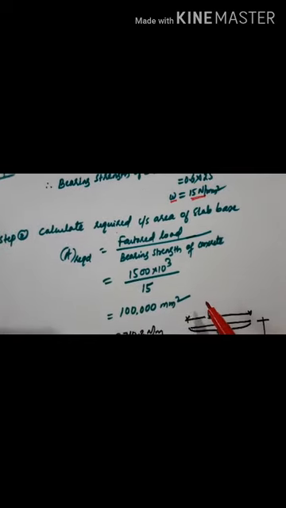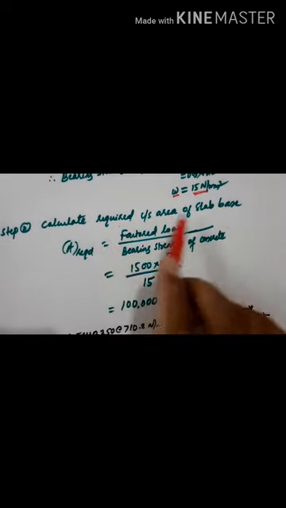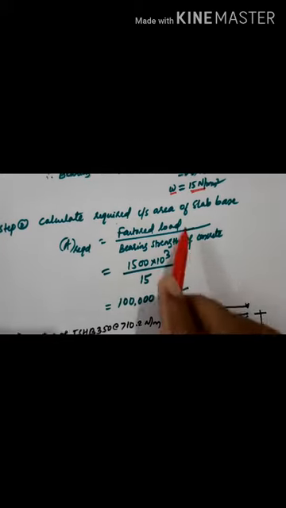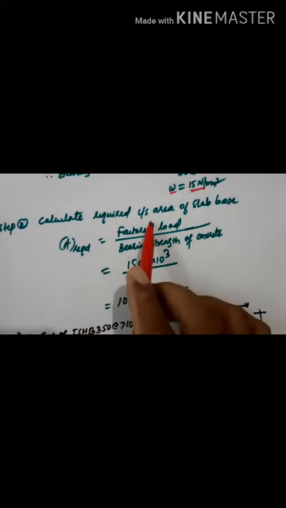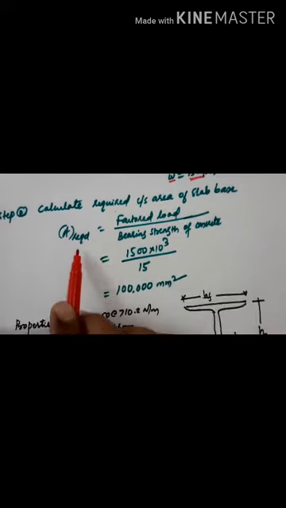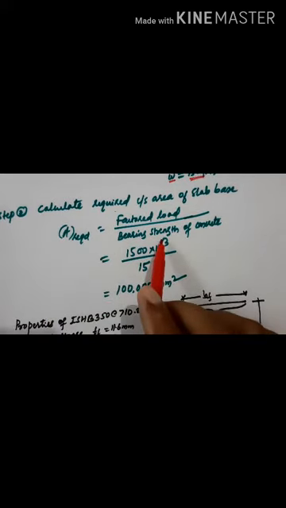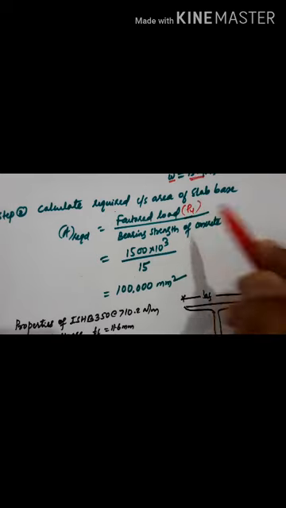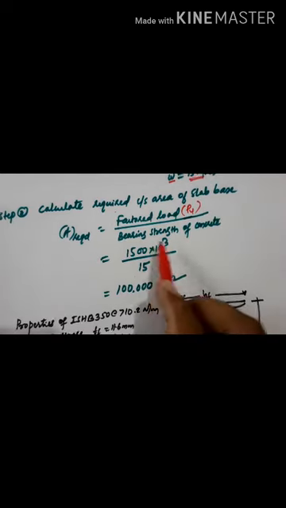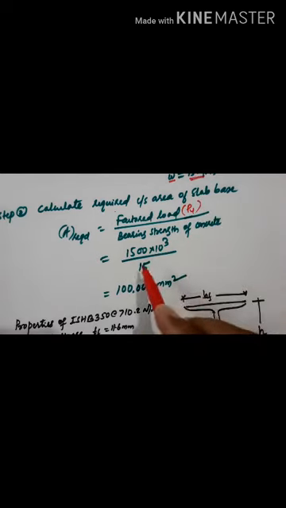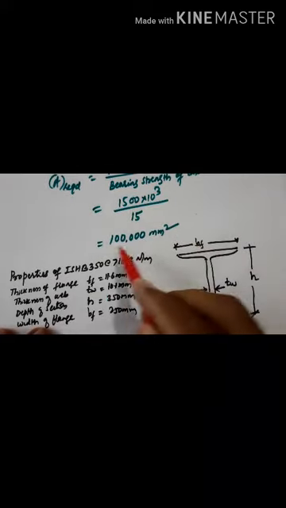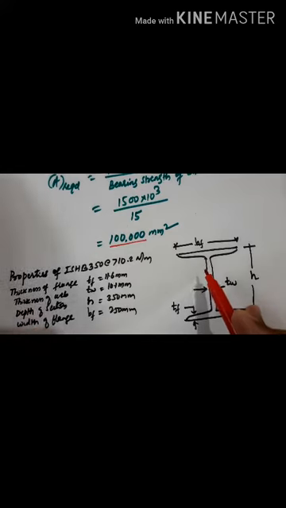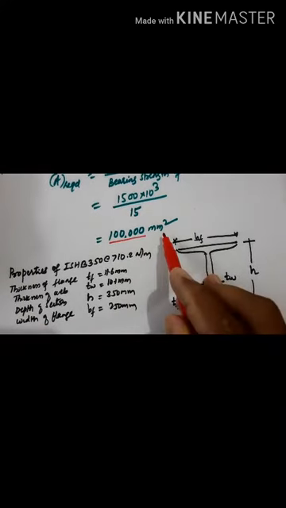After calculating the first step, the bearing strength of the concrete, let us calculate the area required for the base slab. Calculate the required cross-section area of the slab base. Area required will be the load divided by the bearing strength of the concrete. The load means the factored load coming on the column, Pu. The bearing strength of the concrete is already calculated. Then 1500 divided by 15, so we get the area as 1 lakh millimeter square.